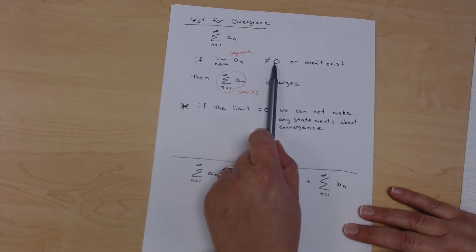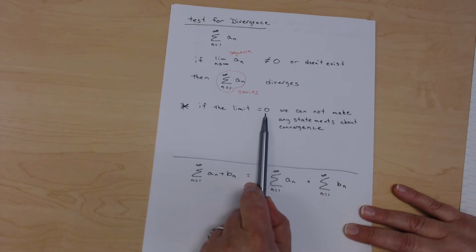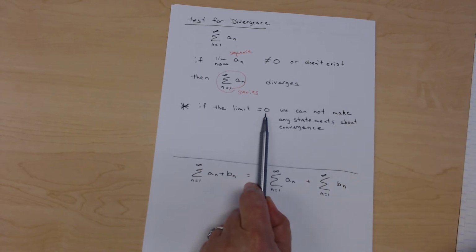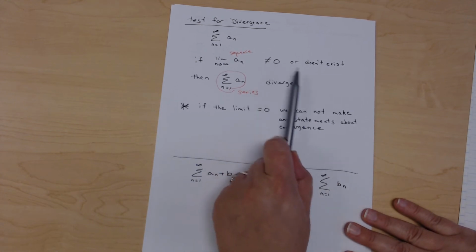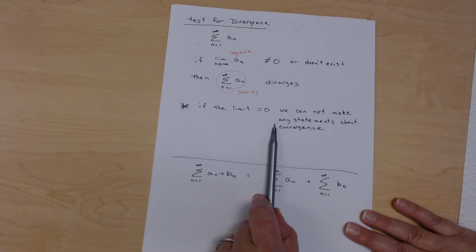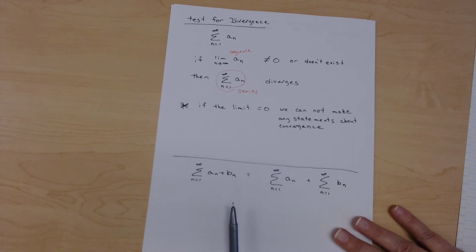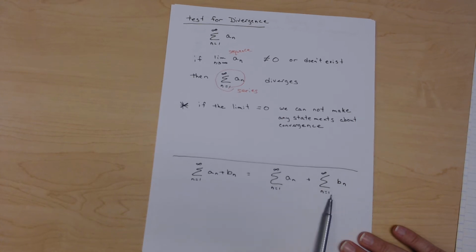If it doesn't equal 0, it diverges. If it does equal 0, it still could diverge. It still could converge. We can't say that if it equals 0, it automatically converges. We have no idea. So that's pretty important. And same thing here: if you're adding things, it's okay to look at each one separately. That is more than fine. See how I'm adding two things? It's okay to look at things separately.